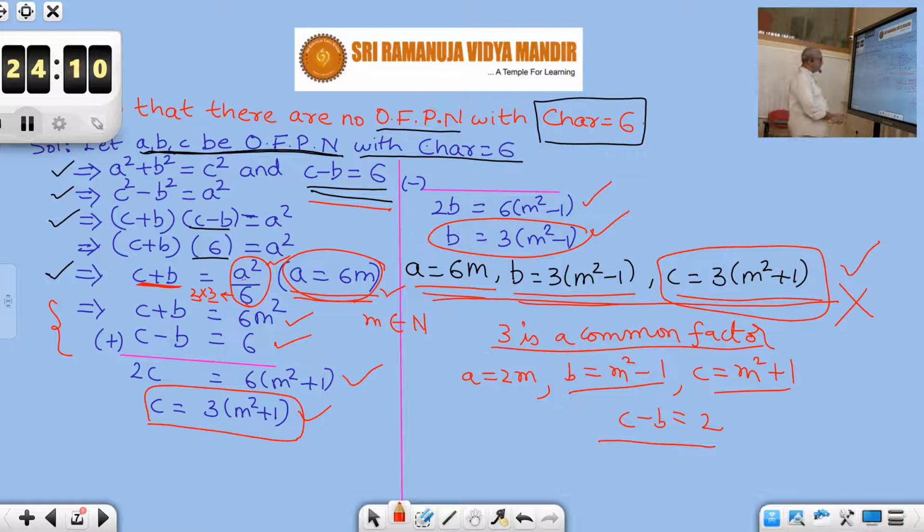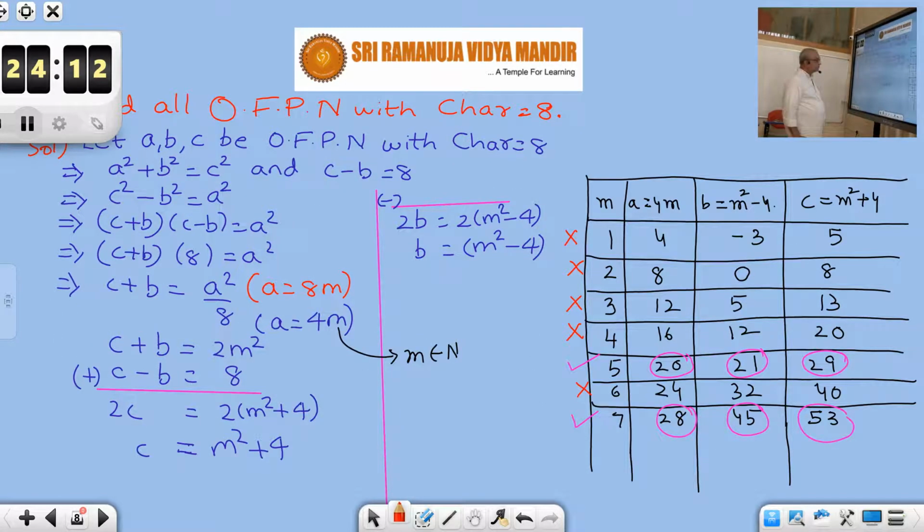Right, next one. Find all OFPN with characteristic 8. As usual, let ABC be the OFPN with characteristic 8. A square plus B square is equal to C square, C minus B is equal to 8. C square minus B square is equal to A square. C plus B into C minus B is equal to A square. C minus B is equal to 8, so putting it here, C plus B is equal to A square by 8.